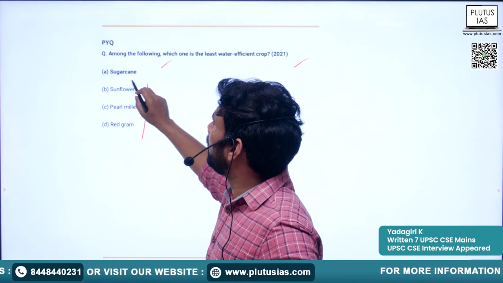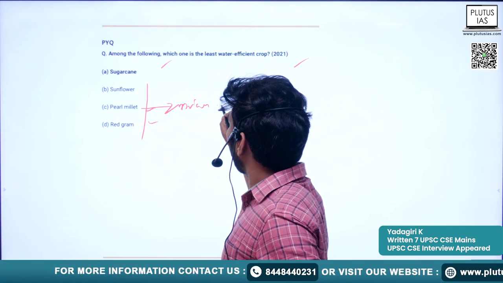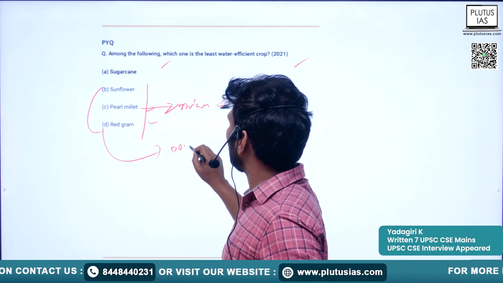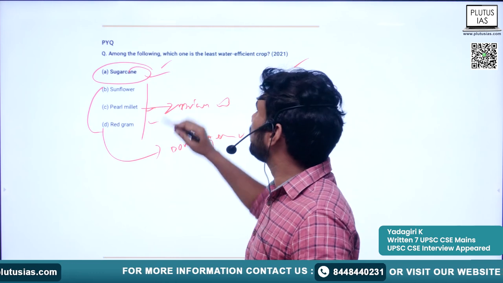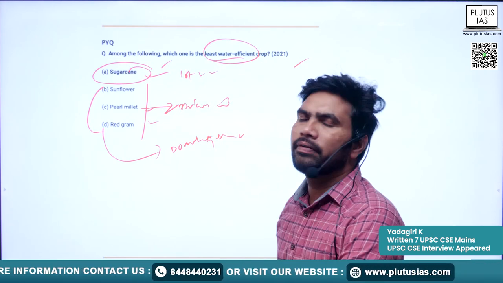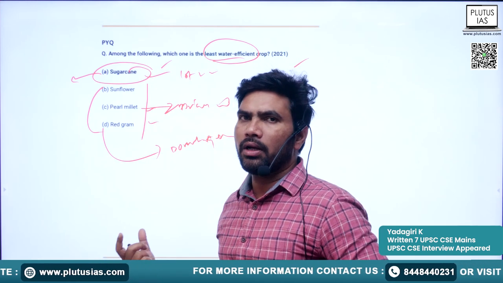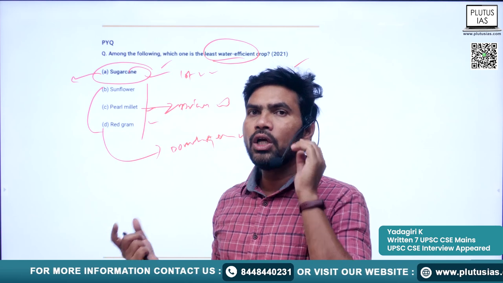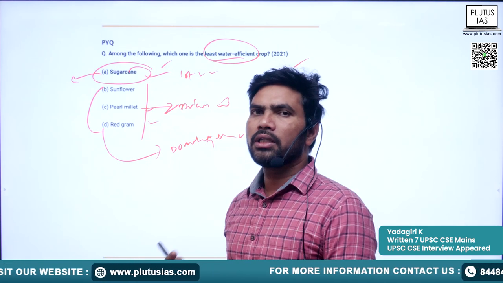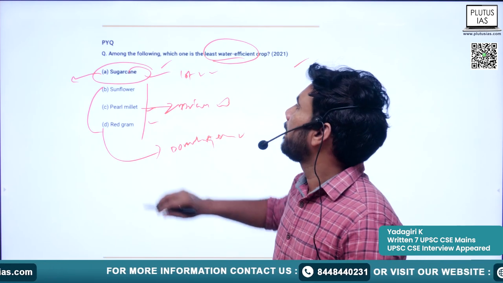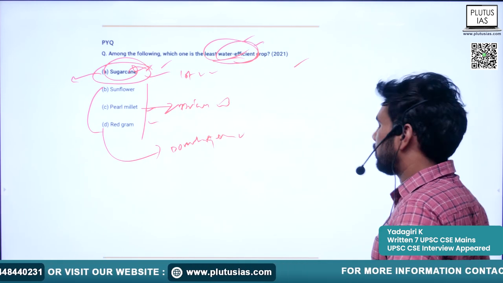As you can see, sunflower, pearl millet, and red gram, especially pearl millet, is a dryland area crop. Red gram and sunflower also do not require much water. However, sugarcane requires a lot of water. So it is the least water efficient crop. I have given the case of Maharashtra also, especially the Marathwada region. Vidarbha and Marathwada are water deficient regions. However, sugarcane is still being grown there. Because of that, the area is witnessing a lot of groundwater issues and ecological problems also. So we can say it is the least water efficient crop among the given crops.